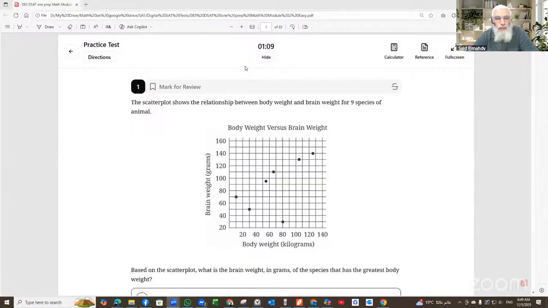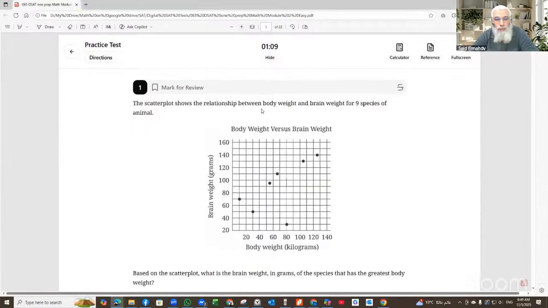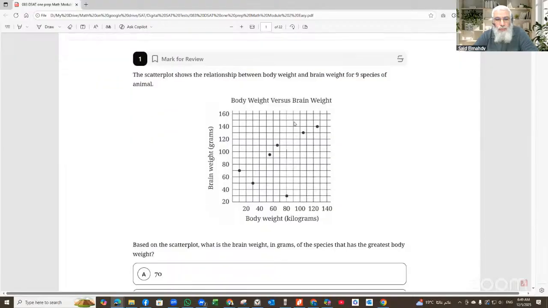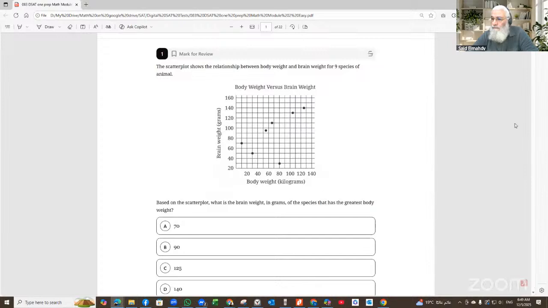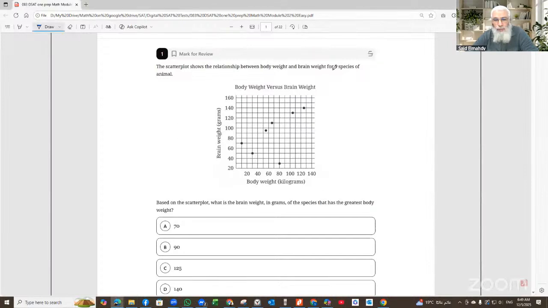This is digital SAT module test. Question number 1. The scatter plot shows the relationship between body weight and brain weight for 9 species. Based on the scatter plot, what is the brain weight in grams of the species that has the greatest body weight? Body weight is here, greatest body weight is here.